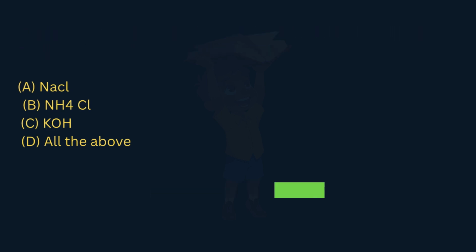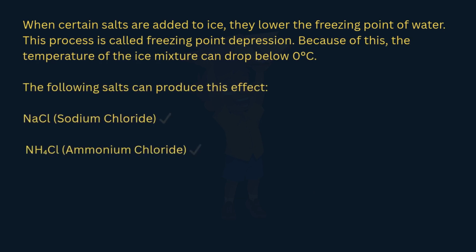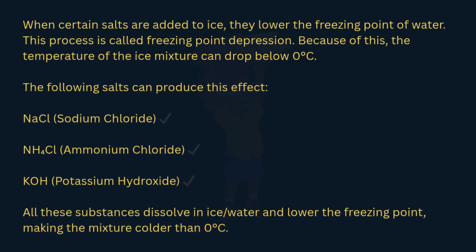All the above. When certain salts are added to ice, they lower the freezing point of water. This process is called freezing point depression. Because of this, the temperature of the ice mixture can drop below 0 degrees Celsius. The following salts can produce this effect: sodium chloride, ammonium chloride, potassium hydroxide. All these substances dissolve in ice water and lower the freezing point, making the mixture colder than 0 degrees Celsius.